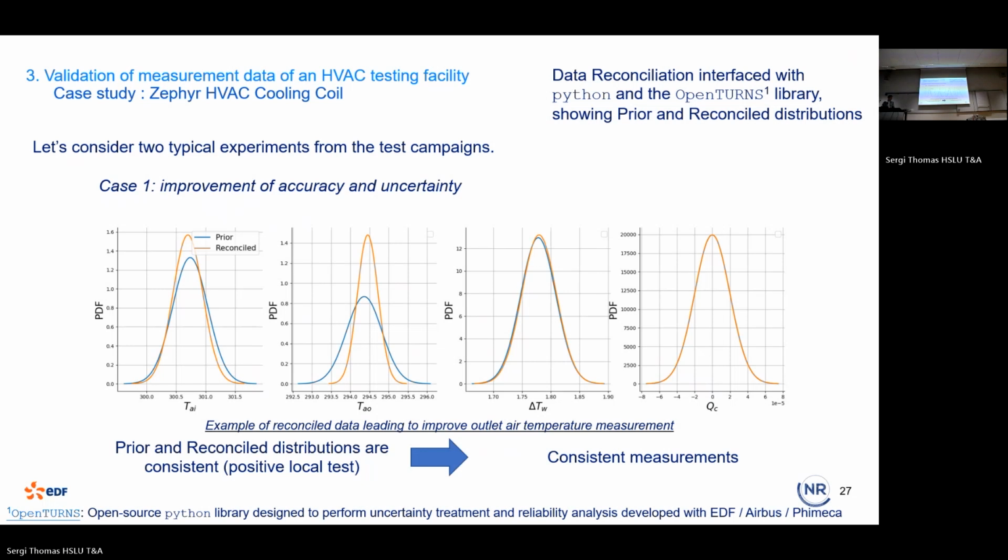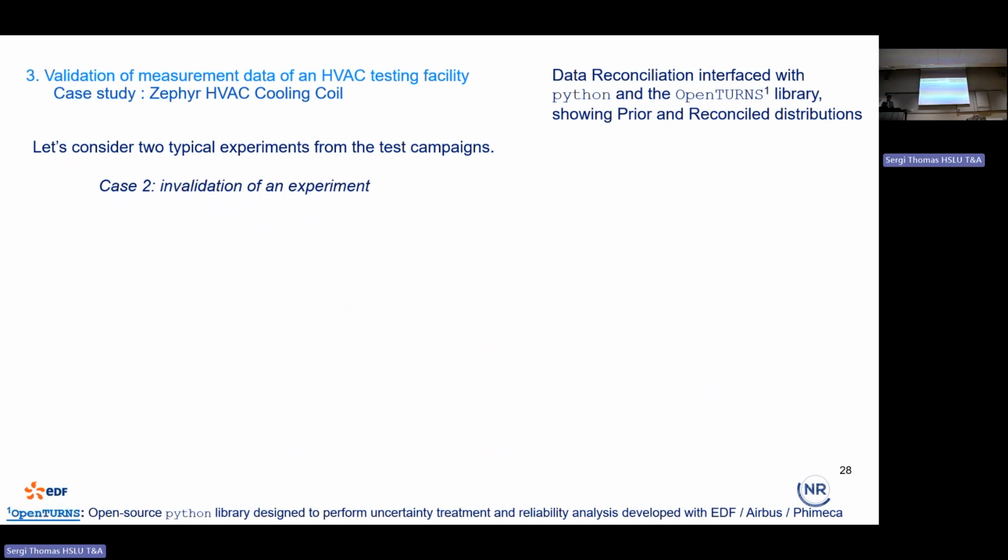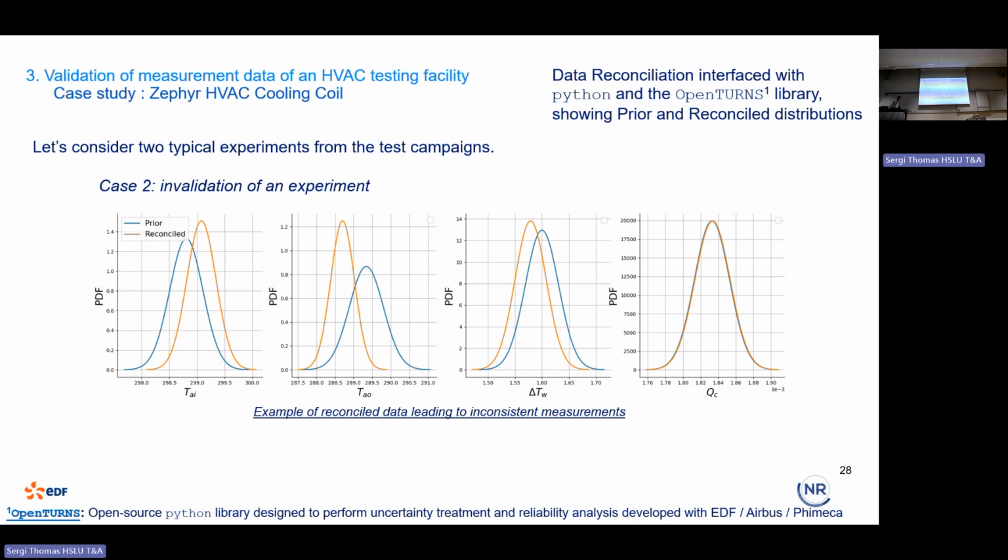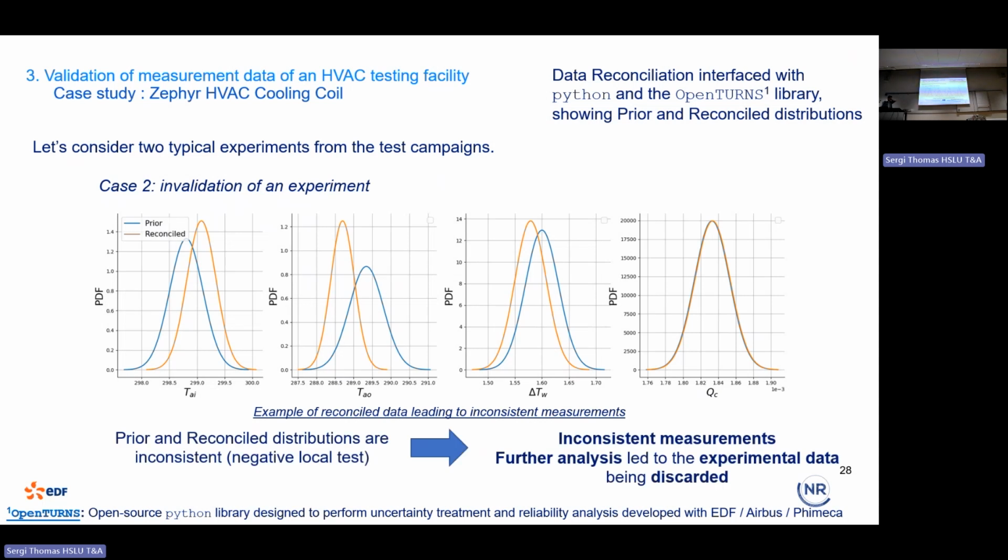If we take a second test campaign, in this case, we see that the reconciled values are maybe too far from the initial measurement that you gave, for instance, here, with the cross. So you would have a local test wrong, for instance, on this test campaign. So those are inconsistent, and thus you should have a better analysis on those measurements and say what is wrong. So in the end, for EDF, this test campaign has been discarded regarding the analysis.